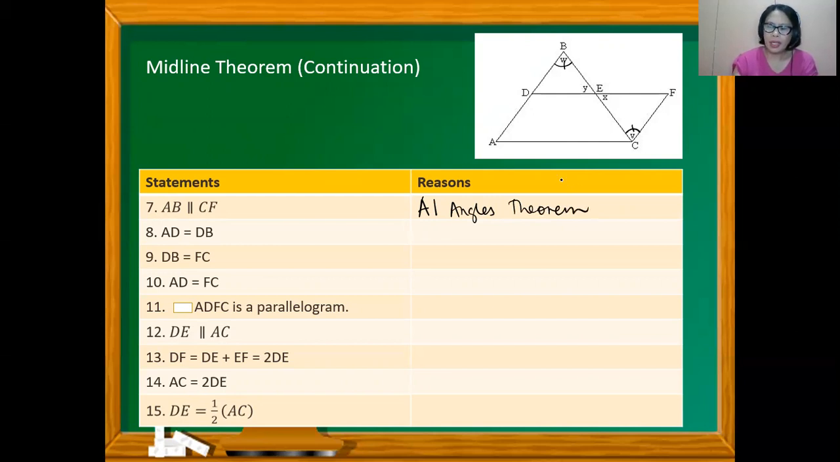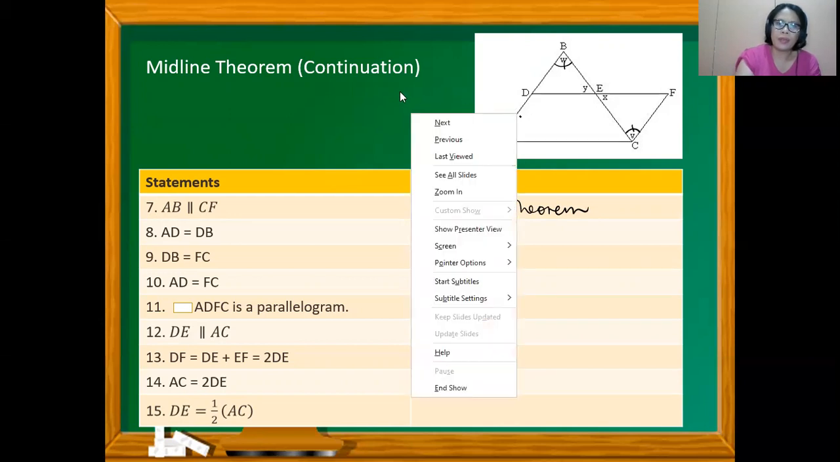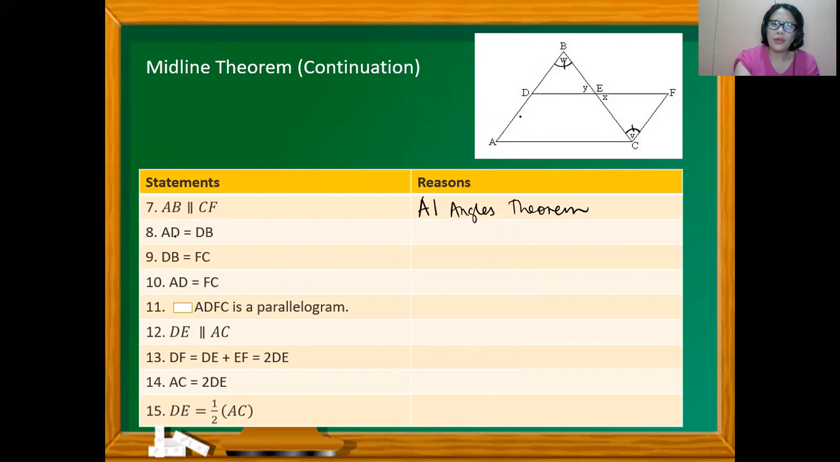Now, AD equals DB. Okay. And this is because of definition of midpoint. We know that point D is the midpoint of AB, and this point D divides AB into two equal parts. And the two equal parts are AD and DB. So we can say that the length of the two sides are equal because of the definition of midpoint.